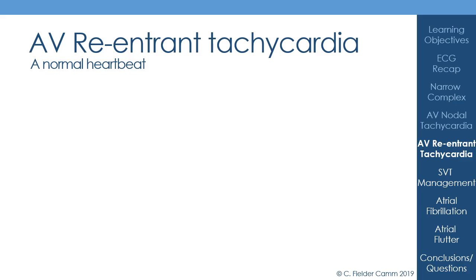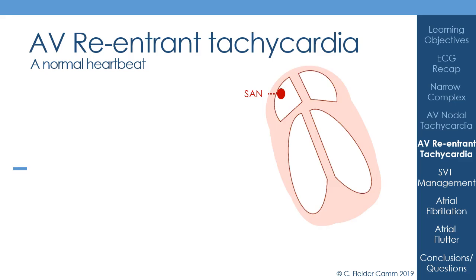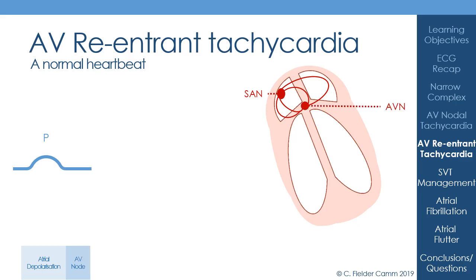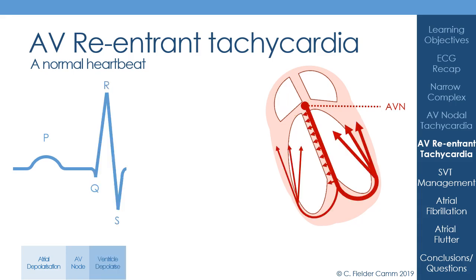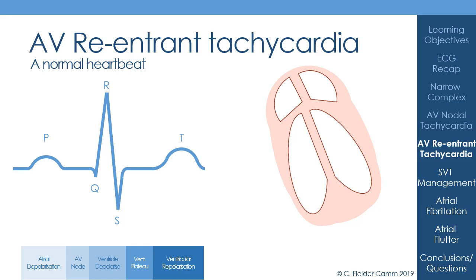Okay, so moving on from AVNRT to talk about AVRT, atrioventricular reentrant tachycardia. I'm just going to quickly recap a normal heartbeat for you. So exactly as we've shown before, signal starts in the sinoatrial node, the atria are depolarized, causing our P wave. Signal goes through the AV node in what is our PR segment. The ventricle is depolarized using our standard conducting system, causing a narrow QRS complex. There's a ventricular plateau phase, which is our ST segment, and then the ventricles repolarize in our T wave.